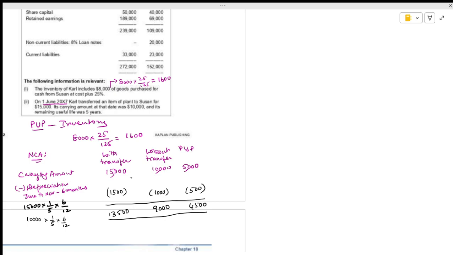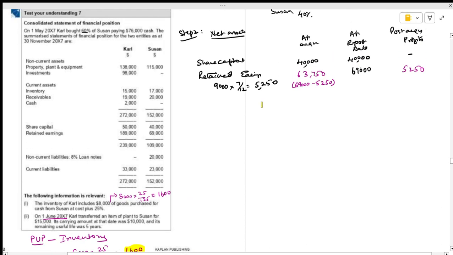Is it right? 4,005. There are two things here. We have something related to inventory and we have something related to depreciation. This we have to deduct. Is it right? From here we have to deduct it.